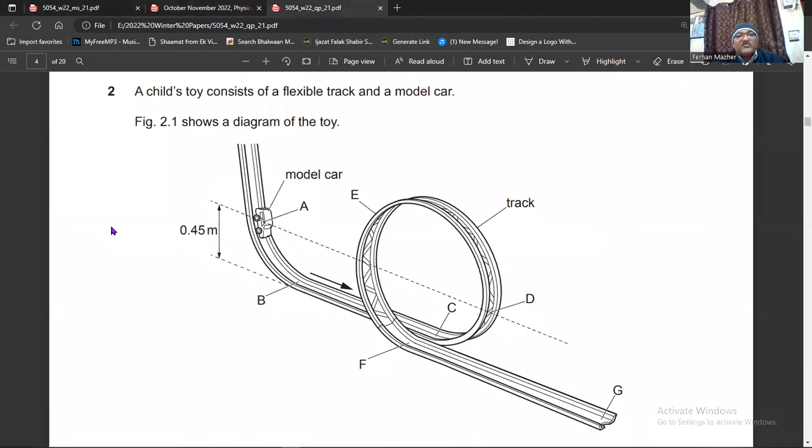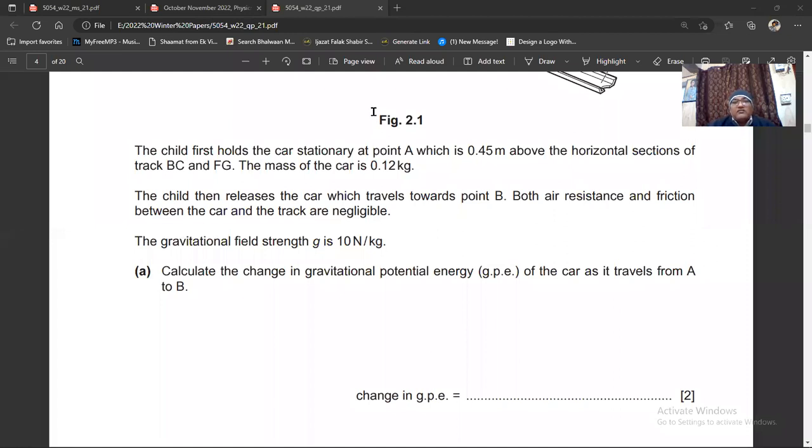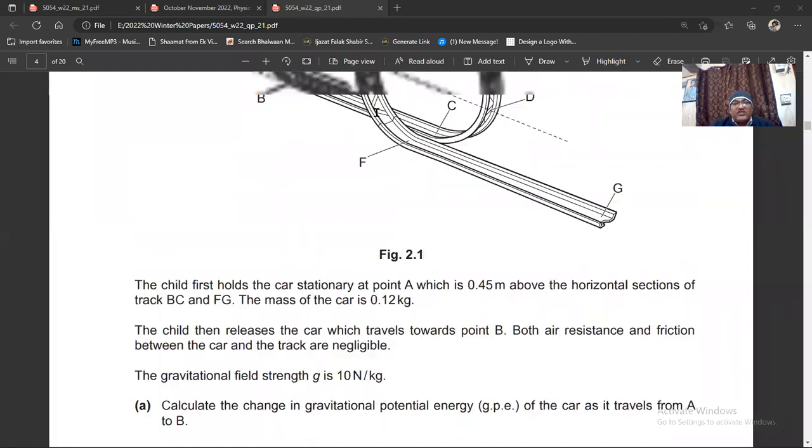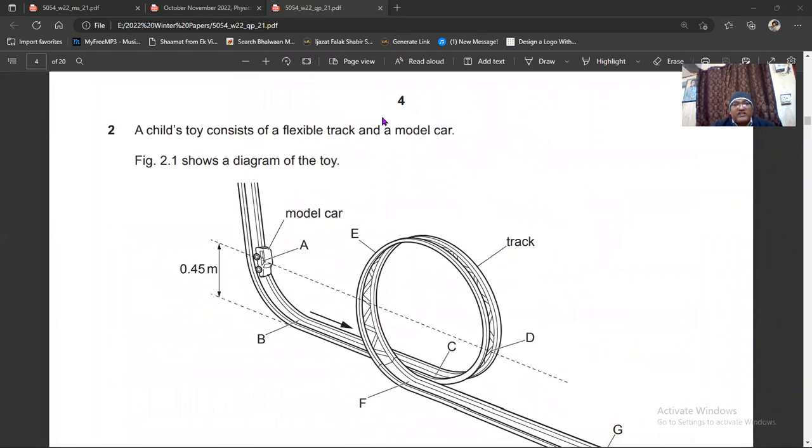A child's toy consists of a flexible track and a model car. Figure 2.1 shows a diagram of the toy. So here is the position A, this is the position B, this is C, this is D, this is the track, this is E position, this is F position. There was some problem. There was some issue with the internet, so let's read it again.